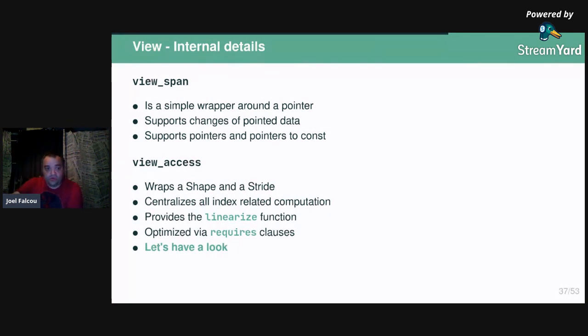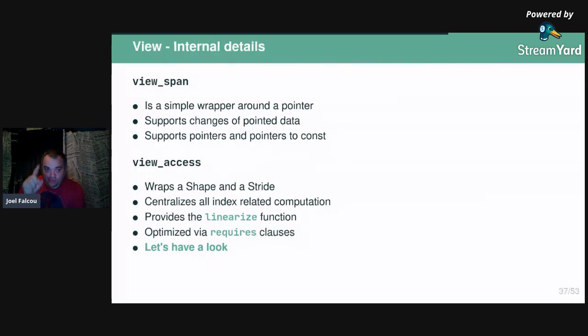So you can change the view, but you cannot change the value you are looking at. So basically, view has pointer-like semantics. View access wraps the shape, wraps the stride, and it provides these linearize functions. And it's easily optimized using requires clauses on the fact that a given size or shape is actually static. So whenever we can detect that the stride or the size is fully defined at compile time or partially defined at compile time, we have a specific implementation.